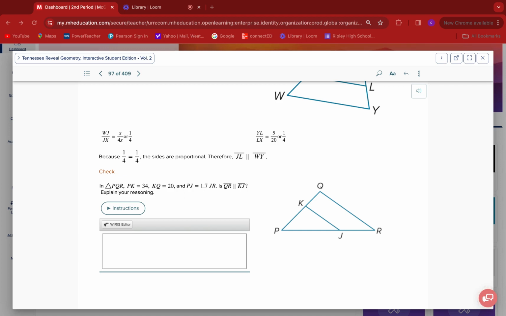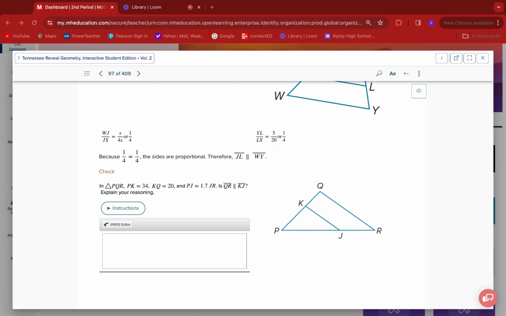All right, so they want to know if these two lines, QR and KJ, are parallel. Well, they have to be in proportion to each other for that to happen. So we're going to take 20 and divide by 34 to see what that's going to be. You might want to grab a calculator if you're not good at simplifying fractions, and some people are not. But I can divide these both by 2 because they're even. So 20 divided by 2 is 10, and 34 divided by 2 is 17. And that's as far as it goes because 17 is what we call a prime number, even though 10 is composite.